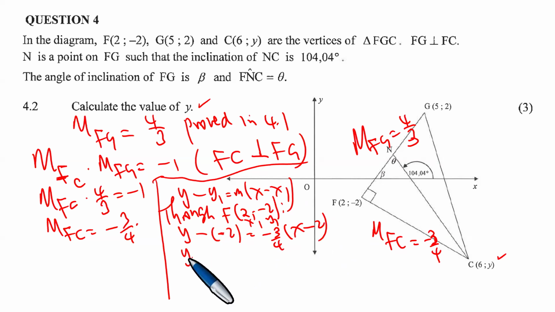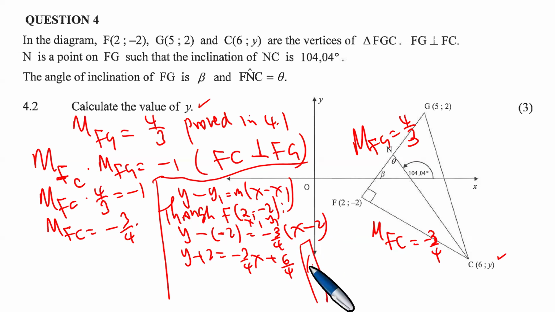Minus minus gives us y plus 2 equals, multiplying through, -3/4 x, and negative times negative is a plus, which gives 6/4, divide by 2 right through, which is 3/2. This gives us exactly the equation we want, which means that y equals -3/4 x, and then this one here becomes 3/2.